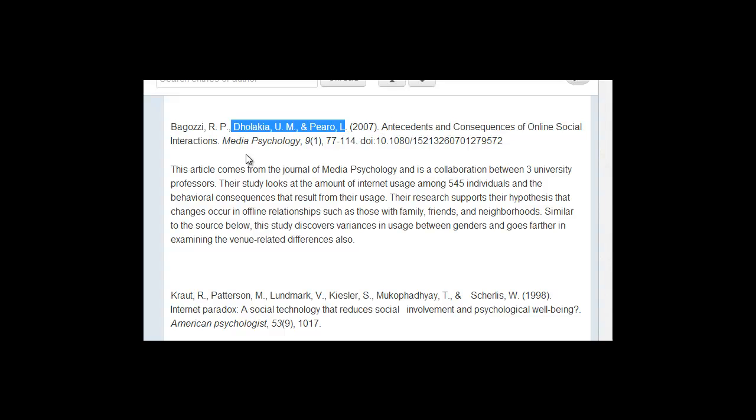This looks like an article in the journal Media Psychology, which means this needs quotation marks around it. We see the issue, volume, page number. The DOI is included. You don't need to have the DOI, but if you can get it, it's helpful. I don't know why it's helpful yet. We haven't started using them, but a lot of people think they will be the next ISBN number.